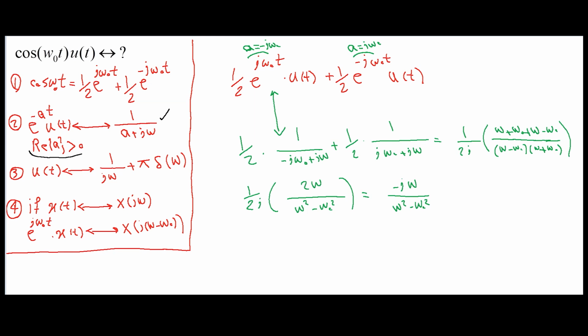But the solution has a major problem. In the second property, we said that the real part of a must be greater than 0. Here the real part of a is 0, and here it's also 0. So you cannot use the second property to solve this, and that answer is completely incorrect.